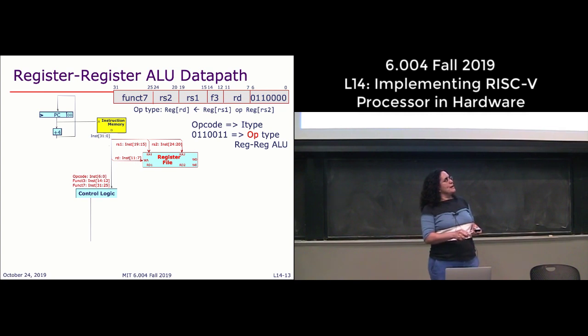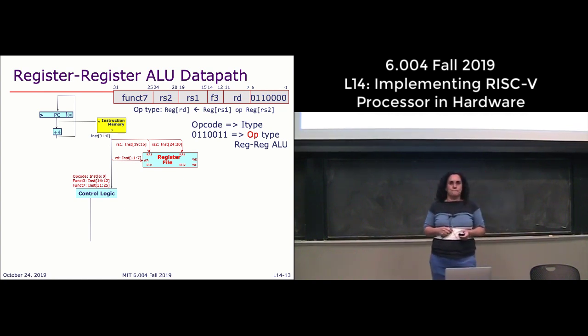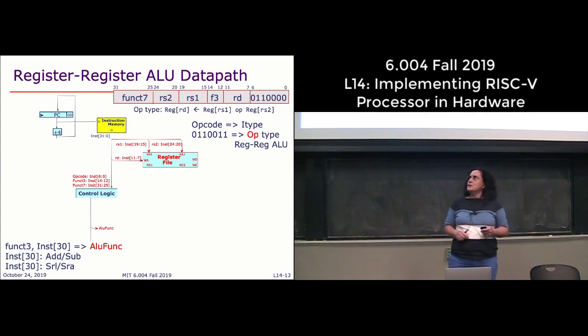So it's going to be a 2-register operation. I'm going to perform some operation on those 2 source registers, and the result is going to go into another register. Okay? So the first thing I have to do is figure out, well, what is the operation that I want to perform? And so I'm going to look at these.